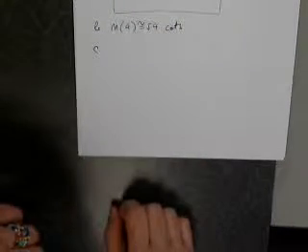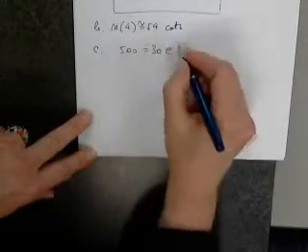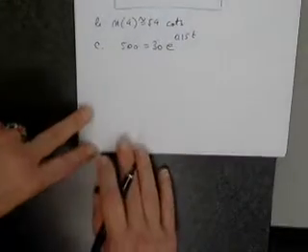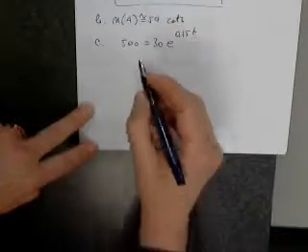What do I have to write? 500 equals 30e to the 0.52. What will be the first step? Mandatory first step. Divide both sides by 30.